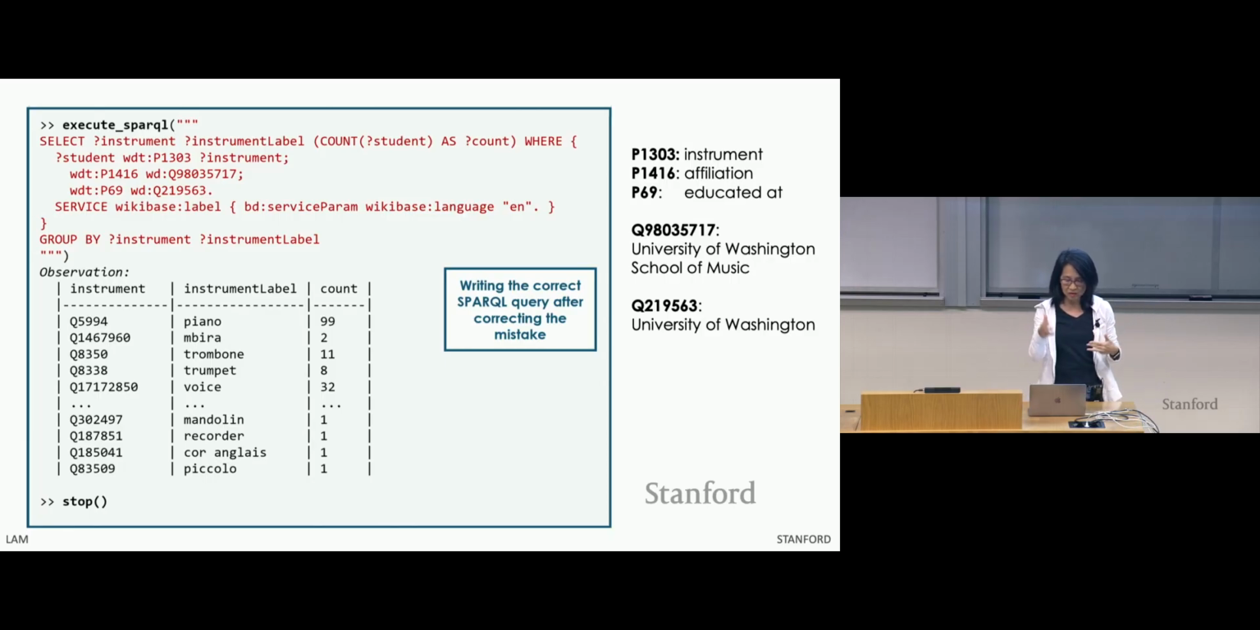And then we say, what is student? Student is a parameter. We're seeking the student. The property of the student is given by the next few lines. So what does the first line say? Well, what is P1303? It's instrument. So what does the first line say?